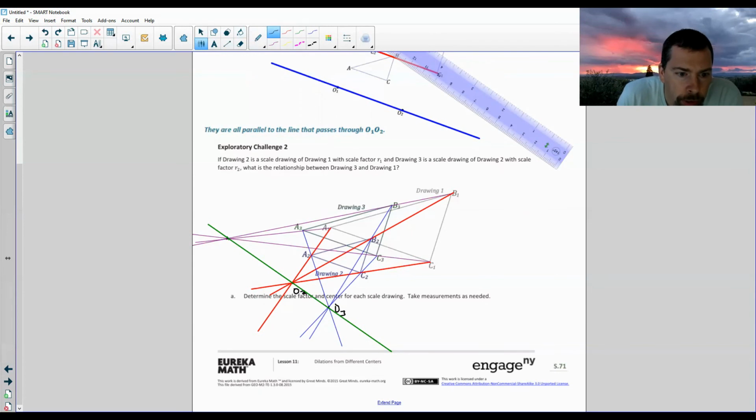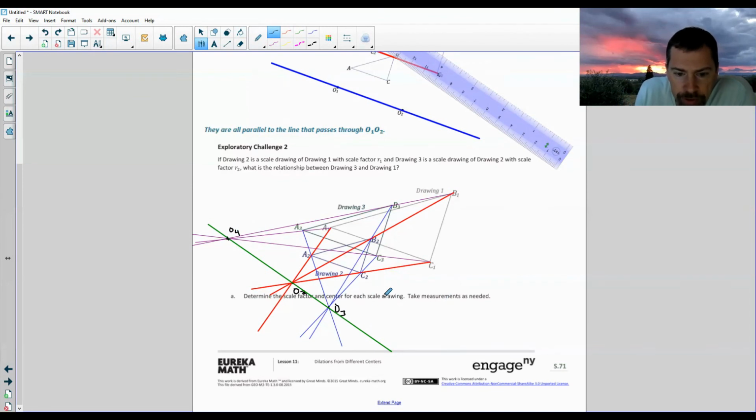Hello, right here. And I don't know, let's call it O4. Okay. So interestingly enough, scaling down drawing 1 to drawing 3 directly gives us a point of dilation that is collinear with the other 2 points of dilation, which is kind of neat.